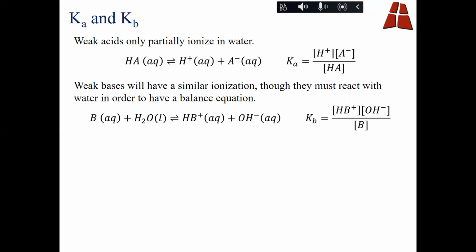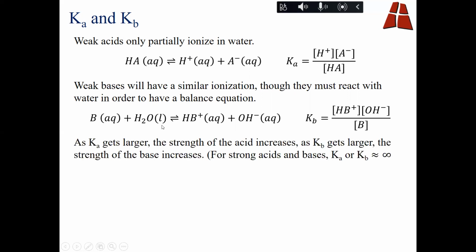Okay? So we have some sort of base, it reacts with water, we form a charged base species and a hydroxide ion. Then, of course, as always, our products over our reactants. So these are just our products over our reactant that is dissolved. Then we would leave water out, of course, because it is a pure liquid.